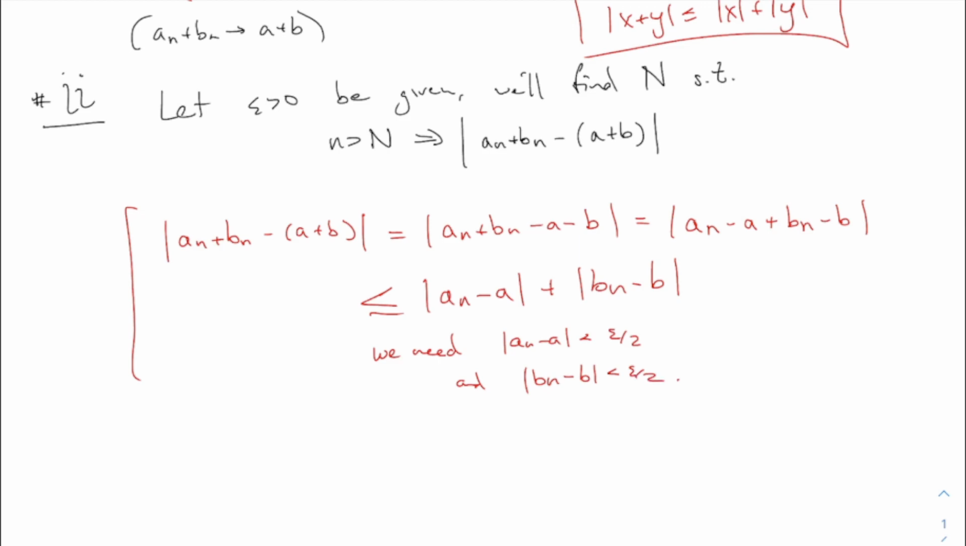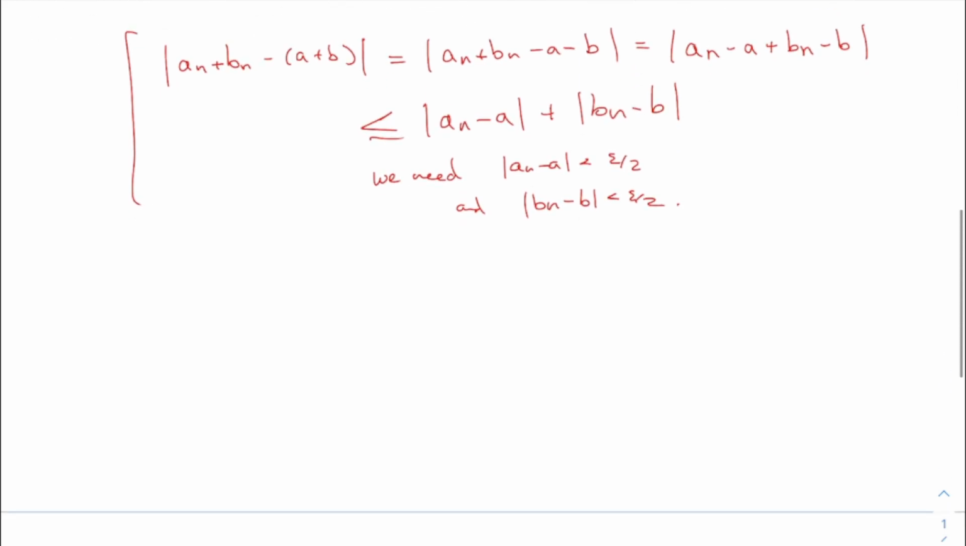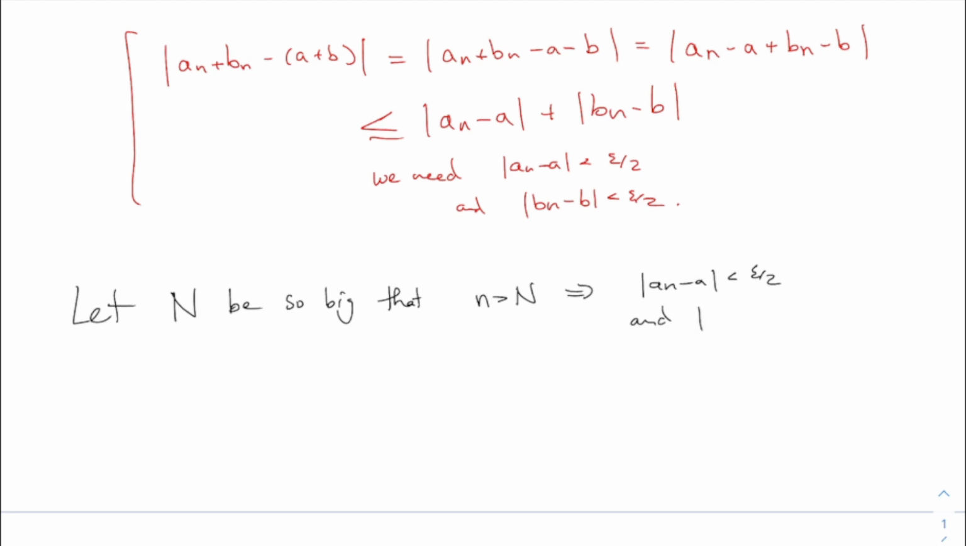All right? Can we choose n to be big enough so that those are each less than epsilon over 2? The answer is yes, because a_n converges to a and b_n converges to b. It means you can choose n big enough so that those are less than anything you want. And so in particular, they can be less than half of the epsilon that was given in this problem. So this is sort of the end of the red part. I'm going to say let N be so big that n greater than N implies |a_n - a| less than epsilon over 2 and |b_n - b| less than epsilon over 2.